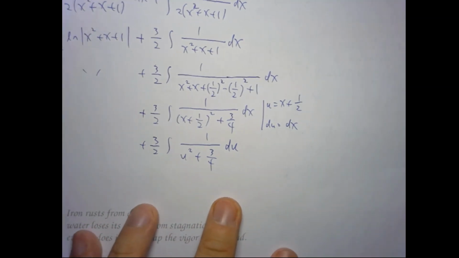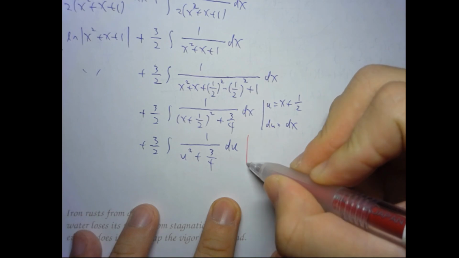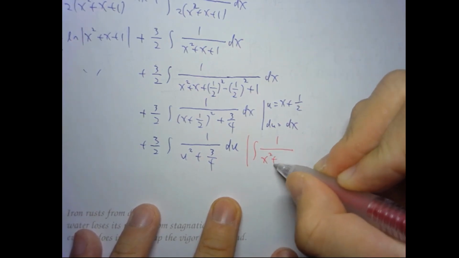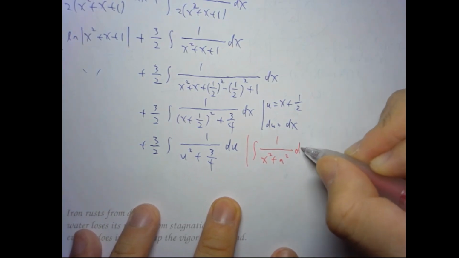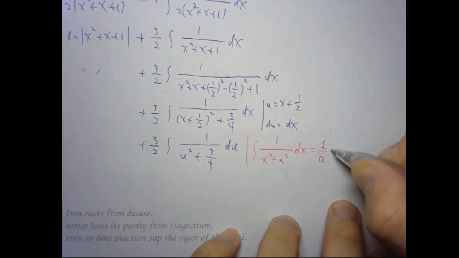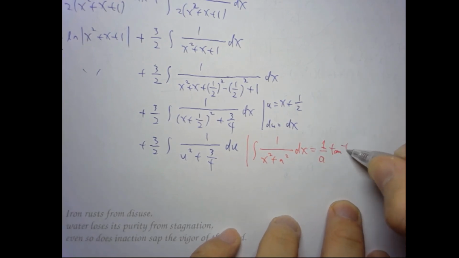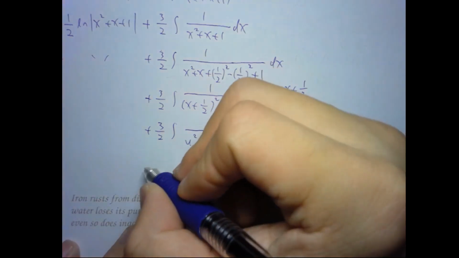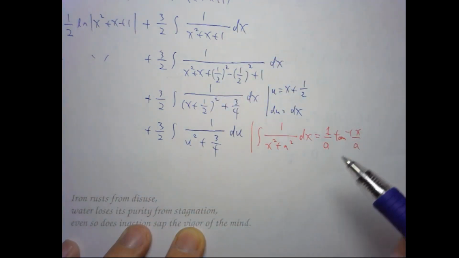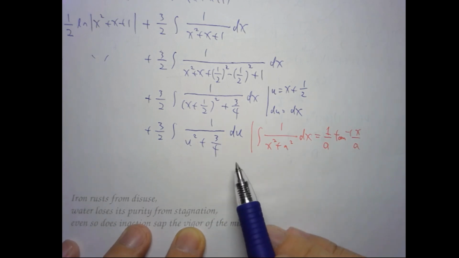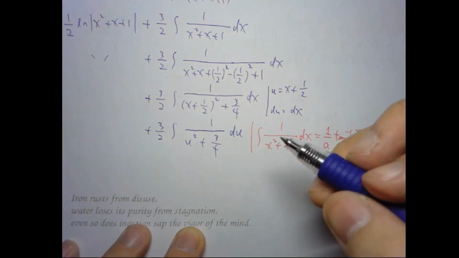Because we have a standard integral here: if we know that the integral of 1 over x squared plus a squared dx is equal to 1 over a arctangent x over a. So I ignore the plus c at the back; I will add that in the final answer. So now a squared is equal to 3 over 4, so a is equal to root 3 over 2. So I will integrate this.